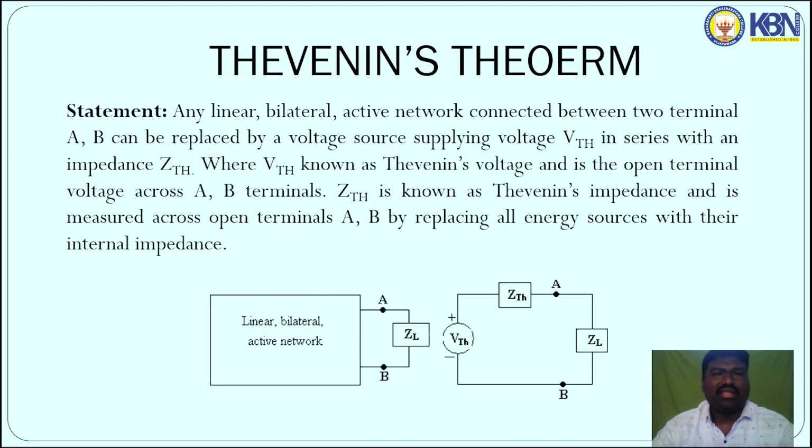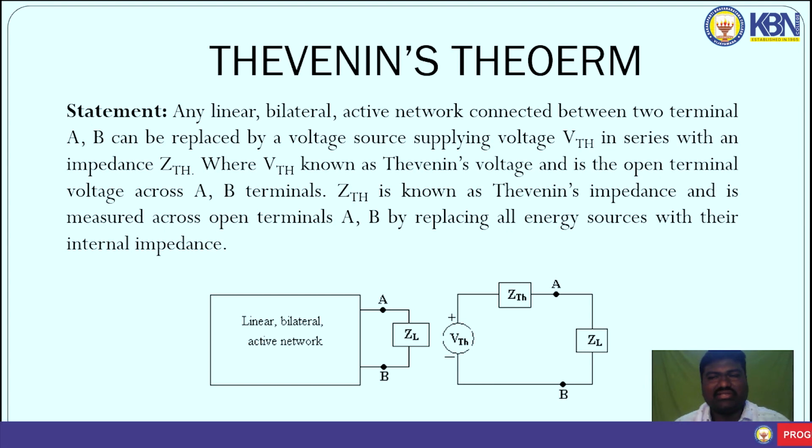A and B can be replaced by a voltage source by applying voltage VTH in series with an impedance ZTH, where VTH is known as Thevenin's voltage and is the open terminal voltage across A and B, and ZTH is known as Thevenin's impedance and is measured across open terminals A and B by replacing all energy sources with their internal impedances. Here ZTH is the internal impedance, VTH is the Thevenin's voltage, ZL is called load impedance.